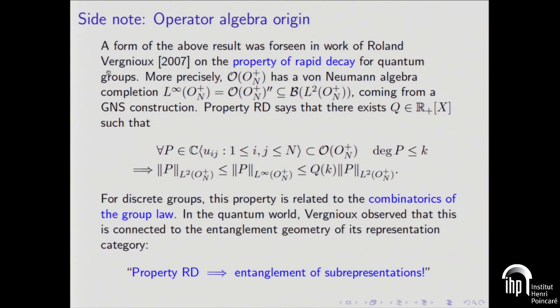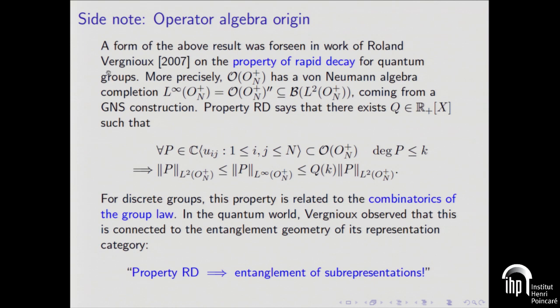I always have that the L2 norm is less than the L infinity norm, but the property of rapid decay actually says that the L infinity norm is bounded by a polynomial only depending on the degree times the L2 norm. This has lots of applications. In particular, you can use this in conjunction with other things to prove that this is a II-1 factor, and this property is also key in studying the L2 cohomology of this von Neumann algebra. There's lots of lovely things you can say.